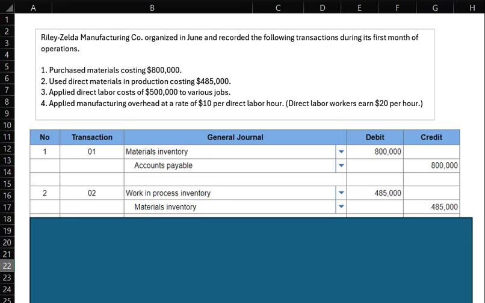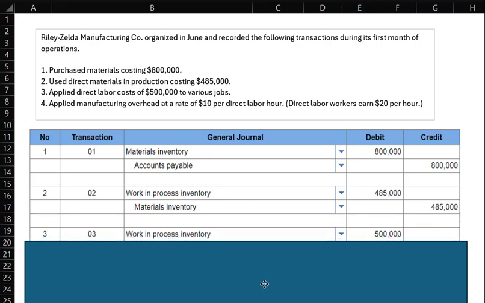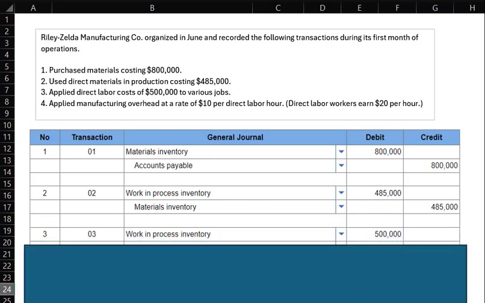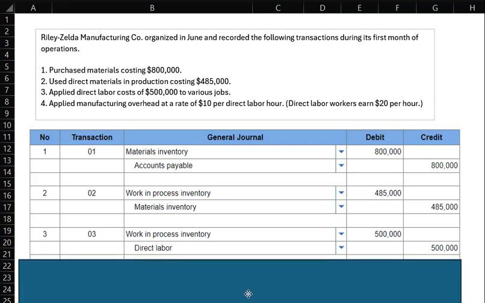Okay, then entry 3 says we applied direct labor cost of $500,000 to various jobs. Now, keep in mind that besides making this entry, there would be some indication of what jobs they were applied to. You know, did $100,000 go to job 101 and $50,000 to 102? We don't know, but at this point we know in the general ledger, work in process will be increased by the $500,000, and we're going to credit direct labor, right? We're going to credit essentially the obligation account to pay workers.